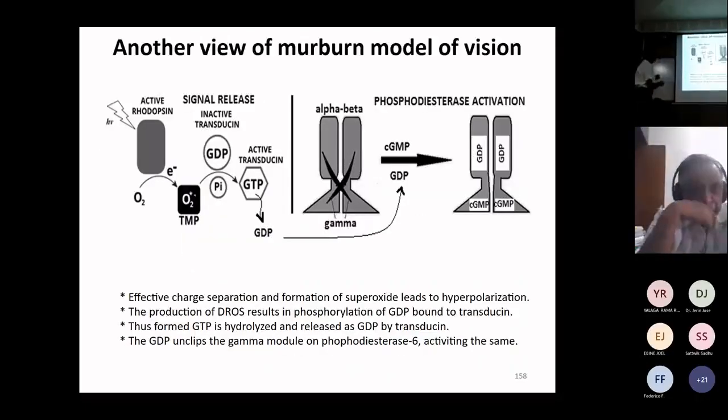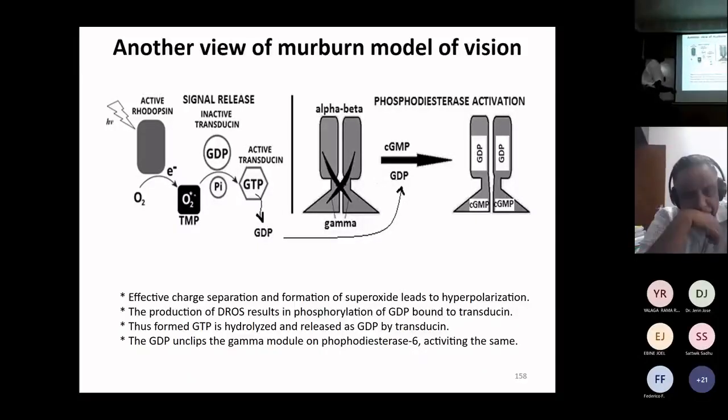So here it is. Now here is the theory. Active rhodopsin, oxygen, and an electron give superoxide. You have a transmembrane potential variation. Here is a charged species production, mobile charged species. Now this superoxide can attack GDP and phosphate to make GTP. So this GTP-active transducin can modify it and release GDP out, and then this GDP can come and bind to the phosphodiesterase, leading to the activation. So that is what is written here.